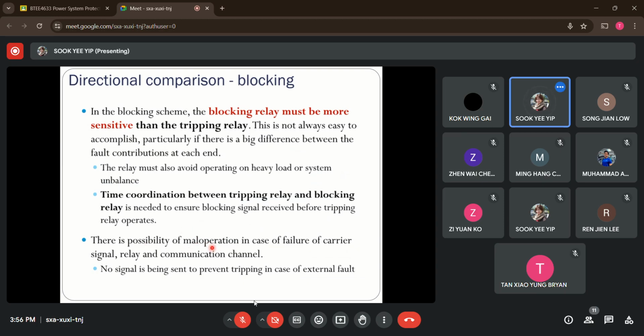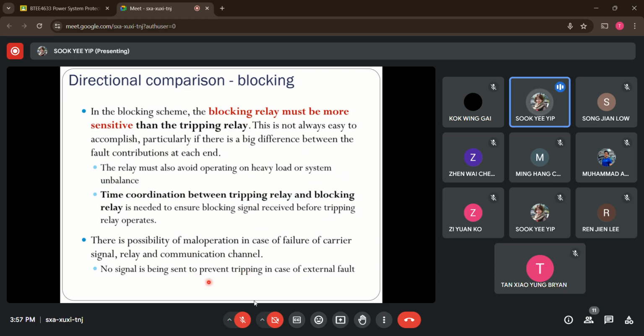Let's say there is a failure in the communication signal, for example, the brokenness of the communication channels. That's why the signal is unable to be exchanged. Or maybe the relay is unable to detect if I have an external fault. Let's say you have low voltage supply to the relay. So we might have maloperations as well. So under these situations, no signal is being sent to stop the tripping in case I have an external fault.